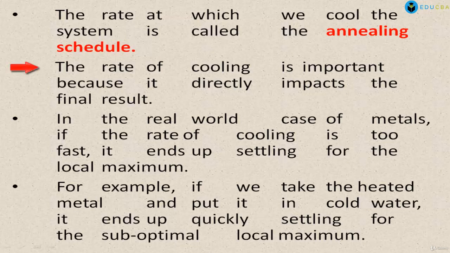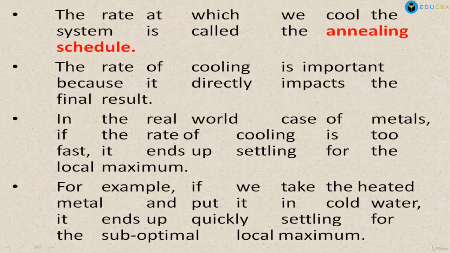The rate of cooling is important because it directly impacts the final result. In the real world case of metals, if the rate of cooling is too fast, it ends up settling for the local maximum. For example, if you take heated metal and put it in cold water, it quickly settles for the suboptimal local maximum. So this real world example explains the rate.